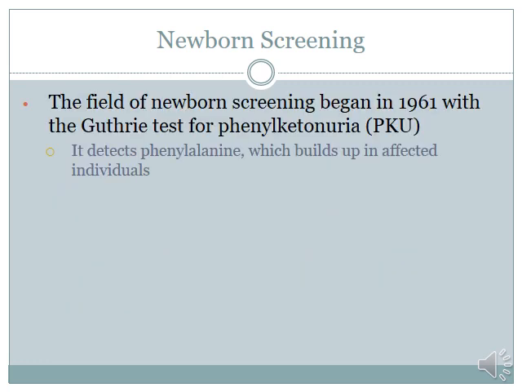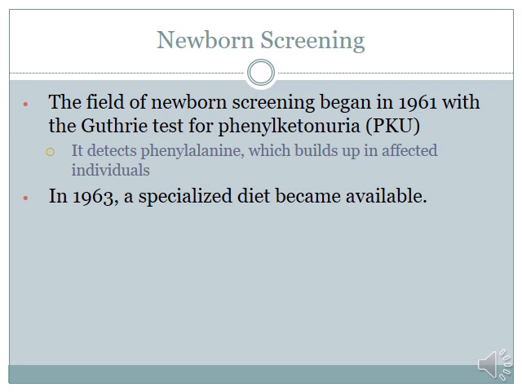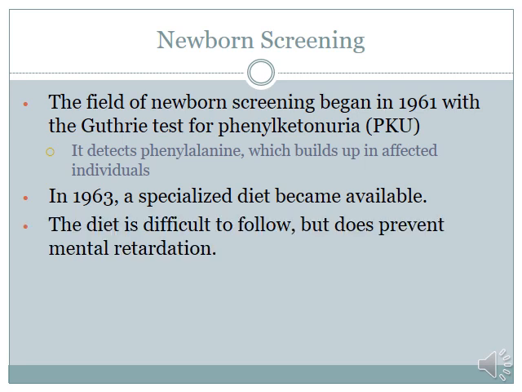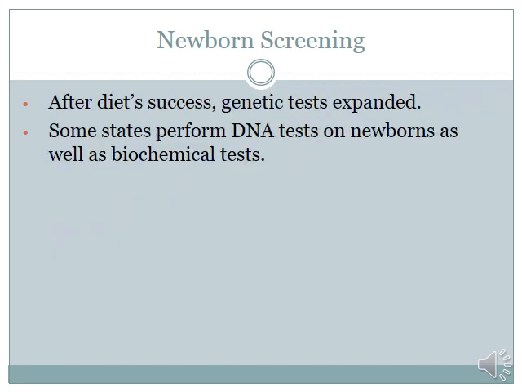If we look at newborn screening and we remember about PKU, the screening began in 1961, and in 1963 a specialized diet became available. The diet is difficult to follow, as we've discussed before, but does prevent mental retardation if followed correctly. After the diet's success, genetic tests expanded, and some states today perform DNA tests on newborns as well as biochemical tests.